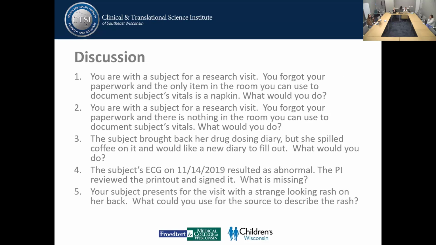I have a question. For number 3, if they were not finished with a diary, but they wanted a new one, you still would make them use the old one with the coffee stain, or would you provide them a new one? Still have them use the old one, or you can provide them with a new one, but don't have them transfer the information. Right, the information that's on the old form stays on there. Yeah, that makes sense.